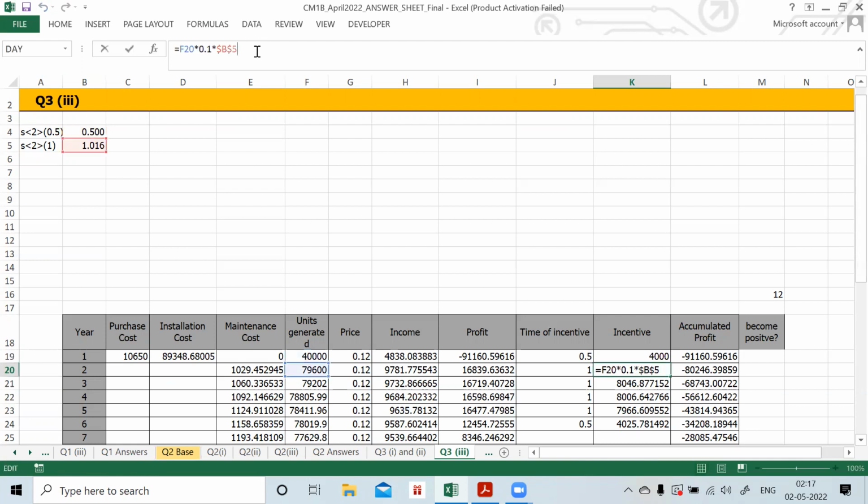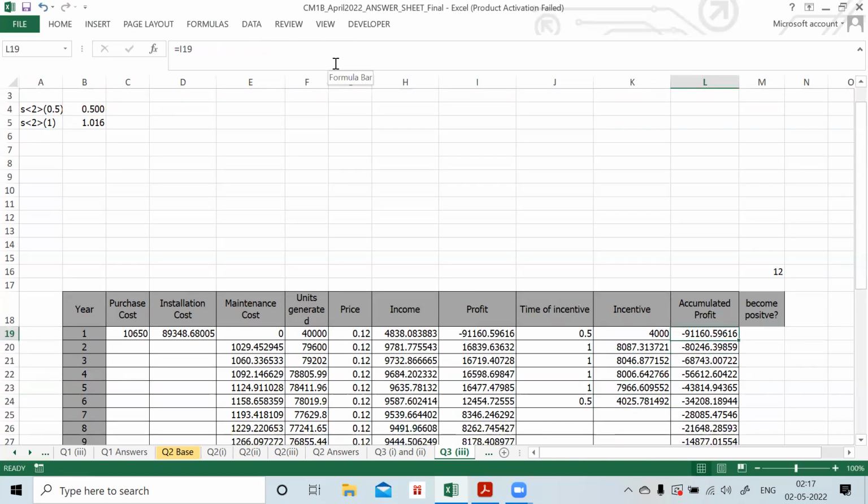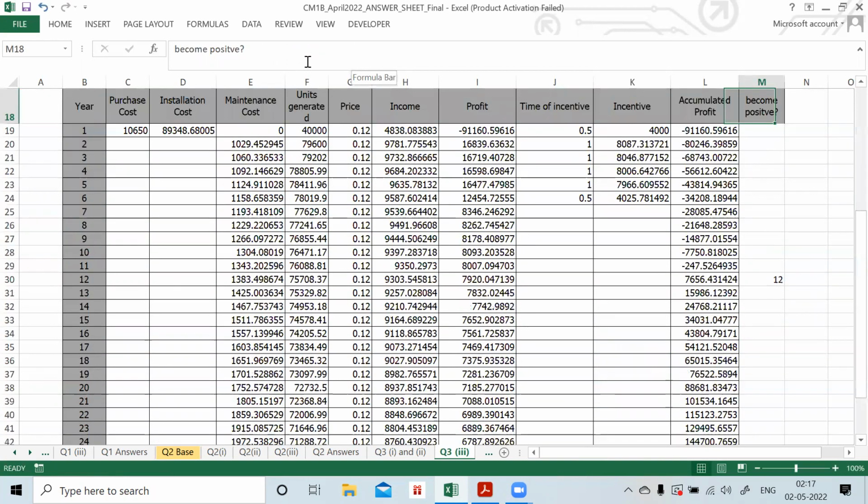Now for next year, it is nothing but units generated into 0.1 into the factor, accumulating it at the end of the year. And now for last year, it is nothing but units generated into B4 for half year into 0.1 into, now this is half year in the mid of the year, not at the end of the year. We need to take it to the end of the year. So 1 plus I to the power 0.5 is required. Then accumulated profit remains again the same formula how we have done previously, and then we'll see when it becomes positive.